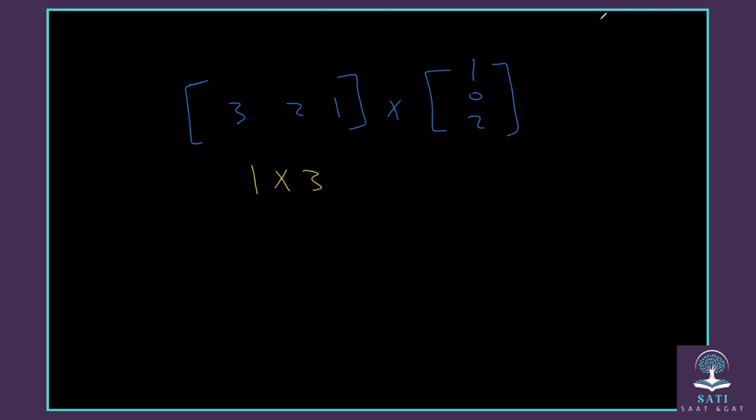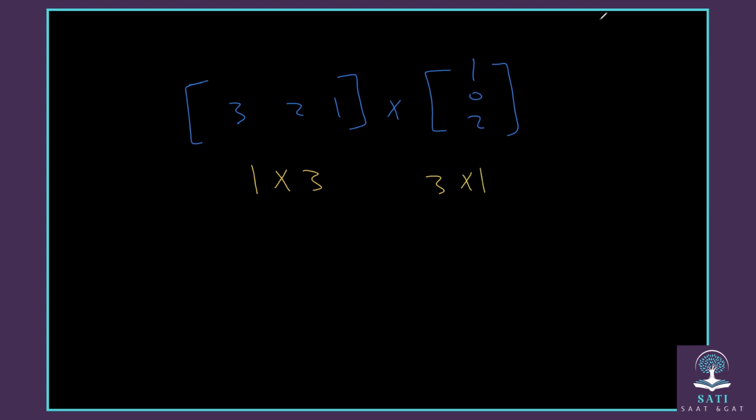Okay, what is the order of this one here? How many rows? It has 3 rows, right? Good. These 3 rows. And how many columns does it have? It has only 1 column, that is this one. So that means it is 3 times 1.